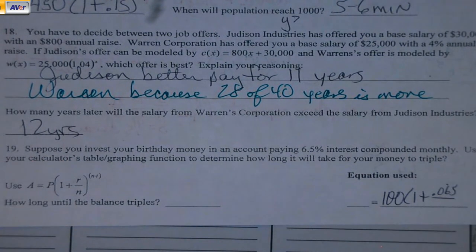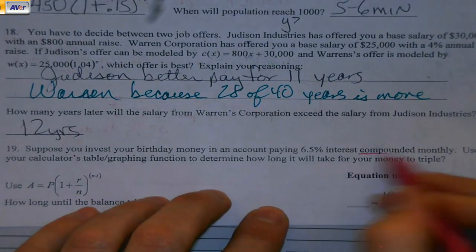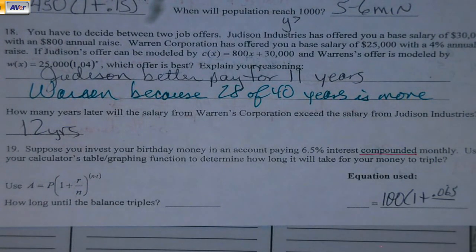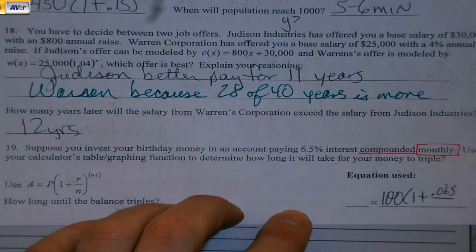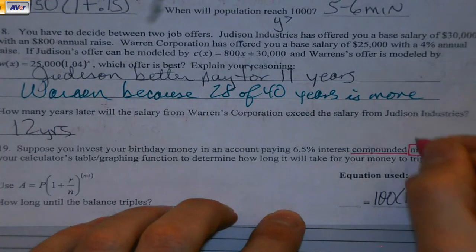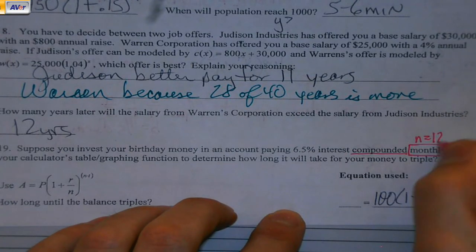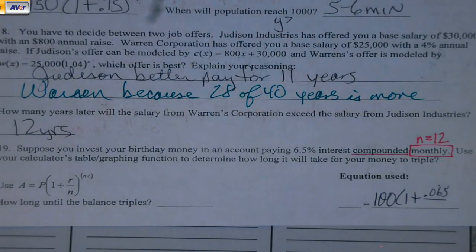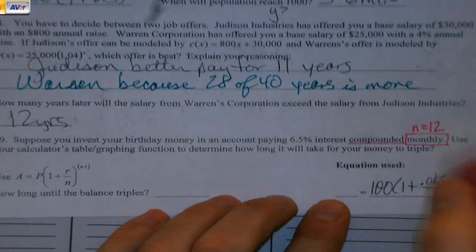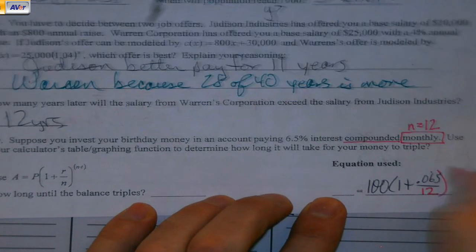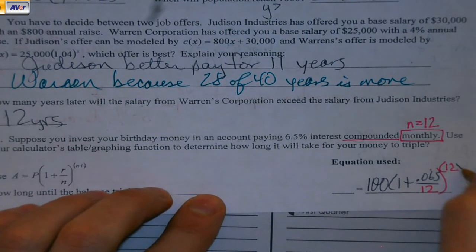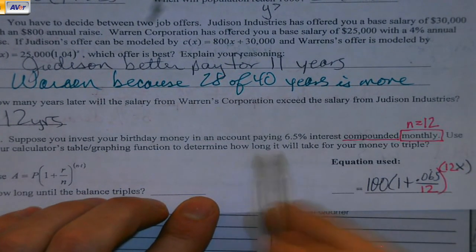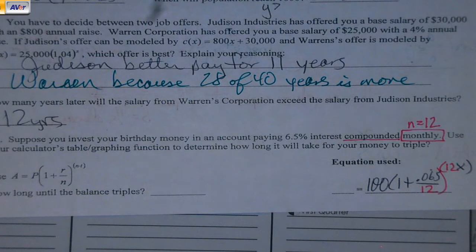But now we get to the end value. Okay, end value. Find the magic word, compounded. And the word after it is going to be the magic end number. Monthly happens 12 times a year. So that's going to go in here and here. And we don't know what the time is because that's what I'm trying to figure out. How long is it going to take?